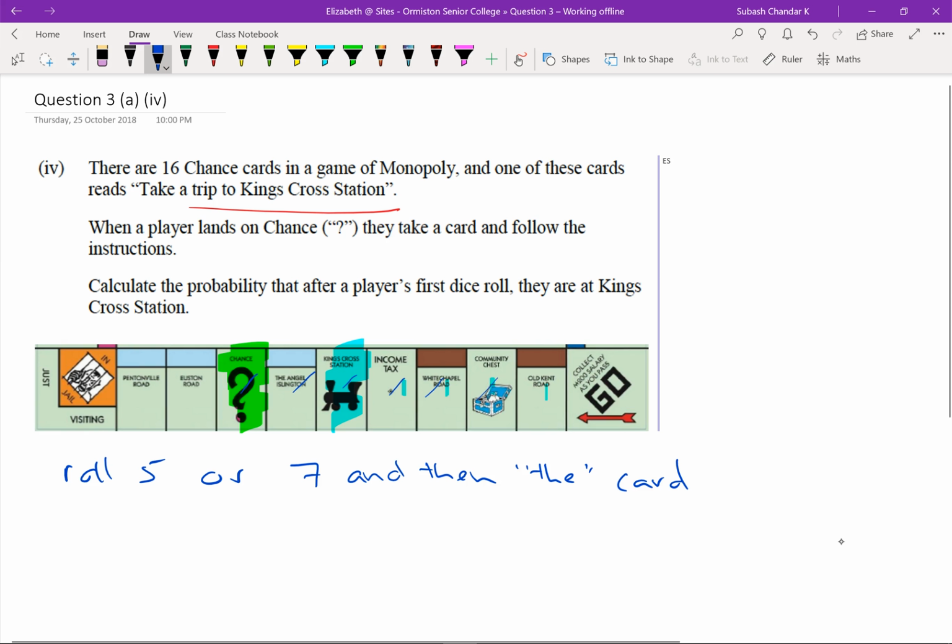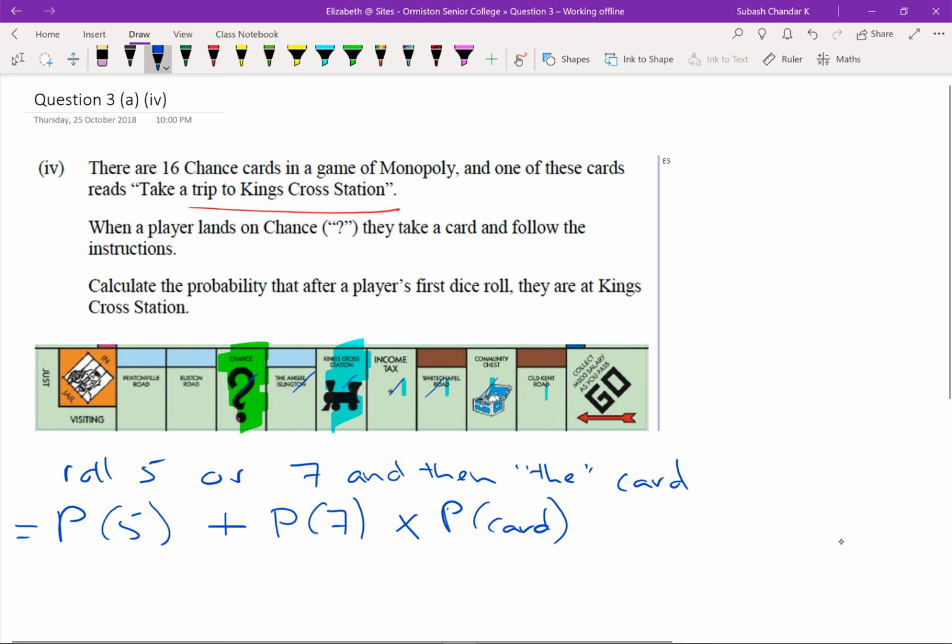So we need to remember that in probability, and means times, or means plus. Good. So we need to find the chance of rolling a 5 or rolling a 7 and getting the card. That's what I need to find. If we find any one of these parts, that's going to get us through to our achieved. If we get the combination of 7 and the card, that would get us a merit. If we get the whole answer, that's going to get us our excellence.